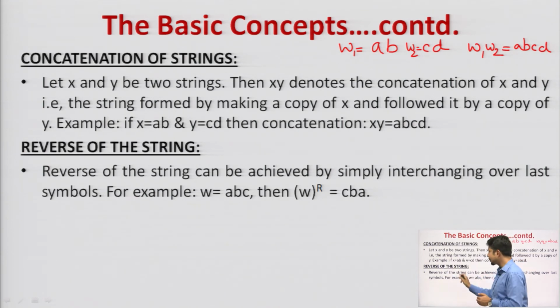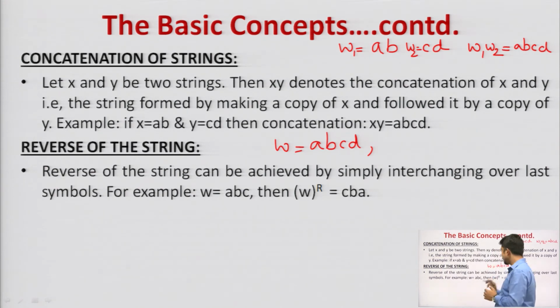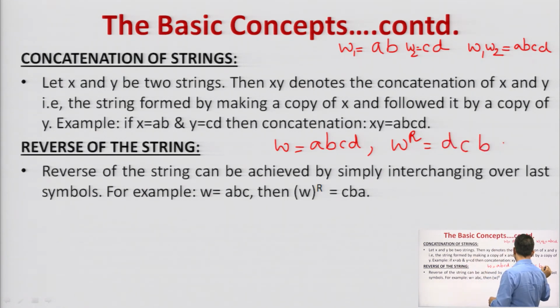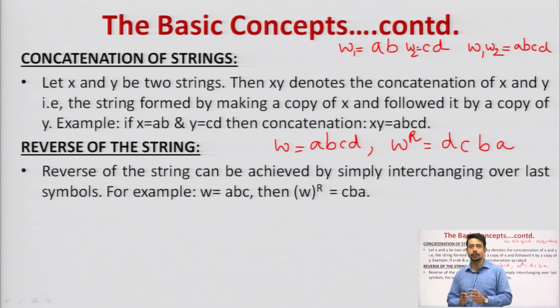Next is reverse of the string. Suppose I have a string, say A, B, C, D, this is W. Now, how do we write the reverse of a string? We write it like this: W to the power R. It means you need to reverse the particular string, then it will be D, C, B, A. So this is what we generally do in strings also. So, concatenation of a string, reverse of a string, clear.